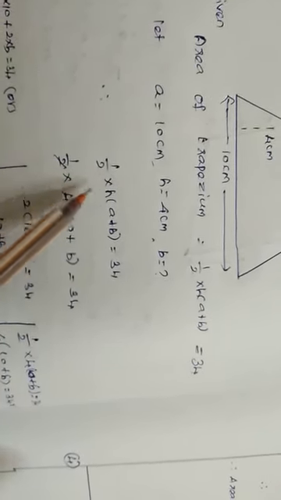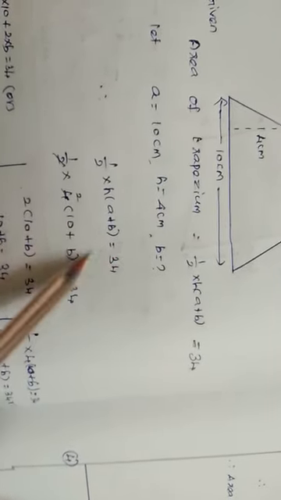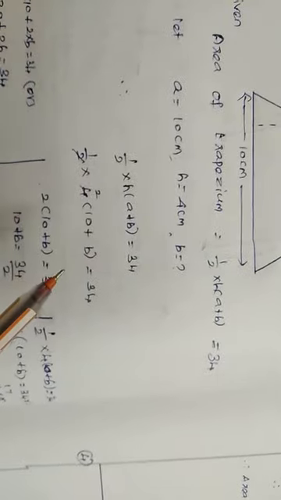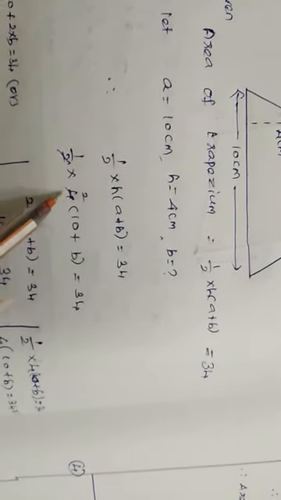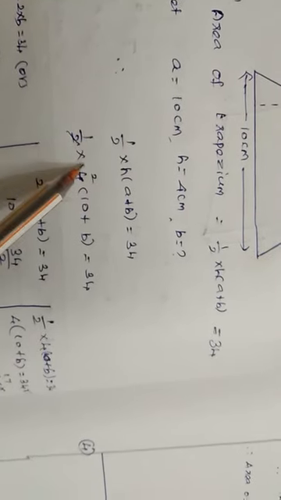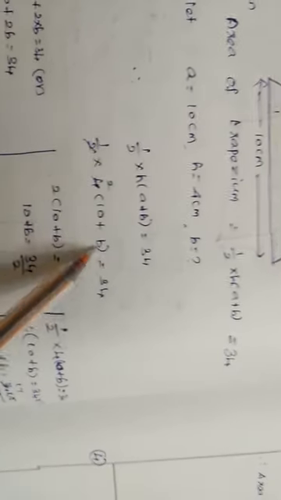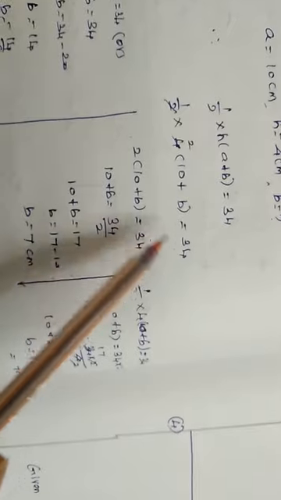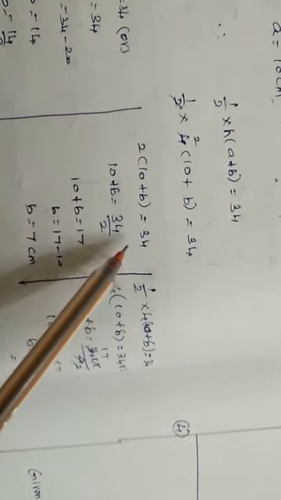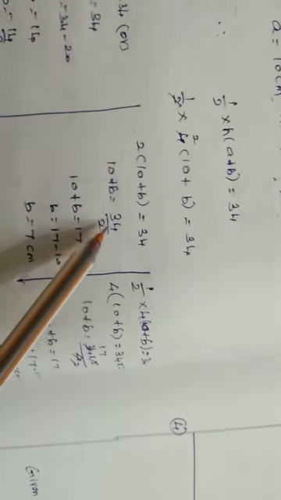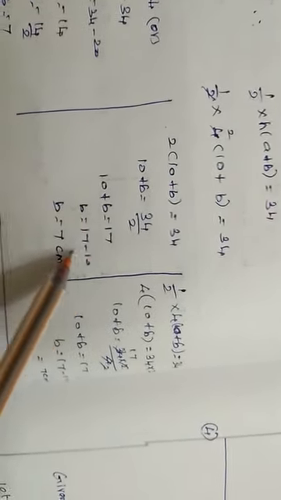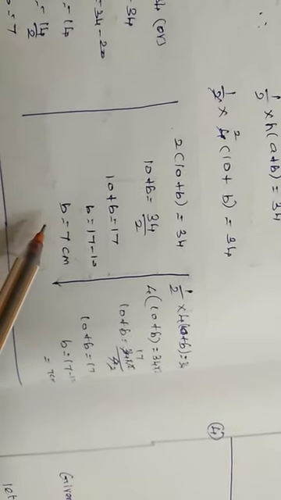Substitute 1 by 2 h into a plus b equal to 34. Area, total area of trapezium given, unknown value b. So we need to find b. So 1 by 2, 4 into a plus b. So a value 10. So okay. Now you can cancel by 2. So 2 into 10 plus b. 2 into 10 plus b equal to 34. You can write this product to the right side. 10 plus b equal to 34 divided by 2. So 10 plus b equal to 17. b equal to 17 minus 10. That is b equal to 7 centimeter.